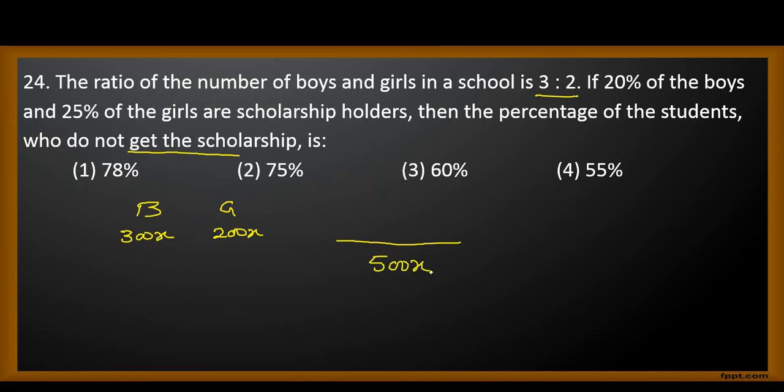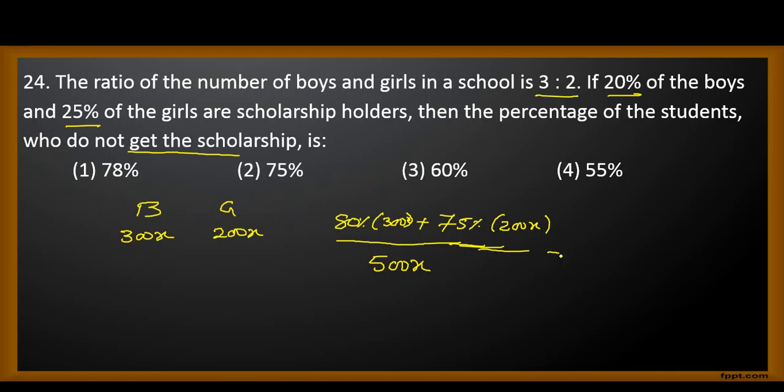500x. Now who do not get scholarship means, let us go to the boys. How much percent of boys got scholarship? 20%. It means 80% of the boys won't get a scholarship. Simply 80% of 300x plus how much percent of the girls got a scholarship? 25. It means 75% of the girls won't have a scholarship. So 75% of 200x.